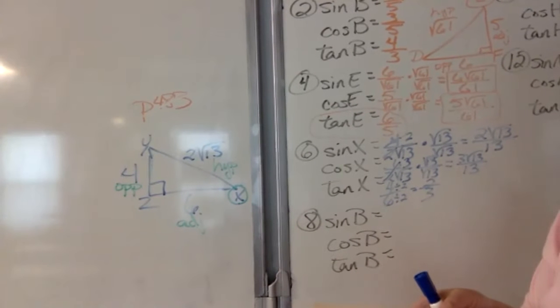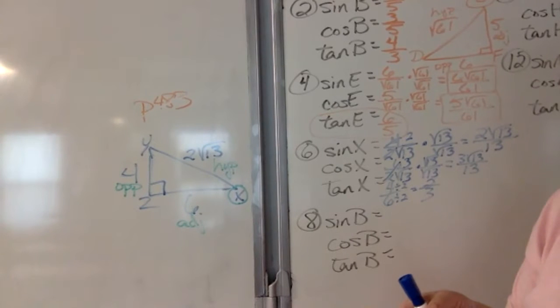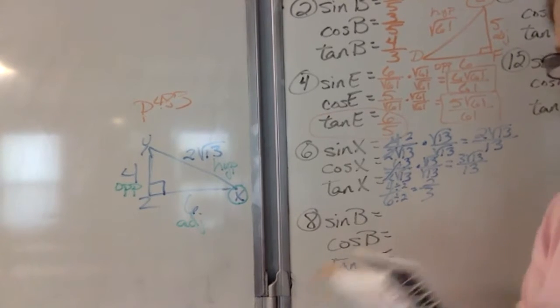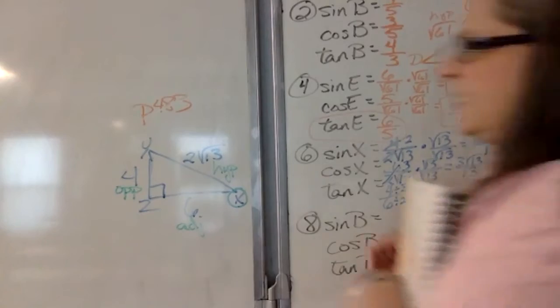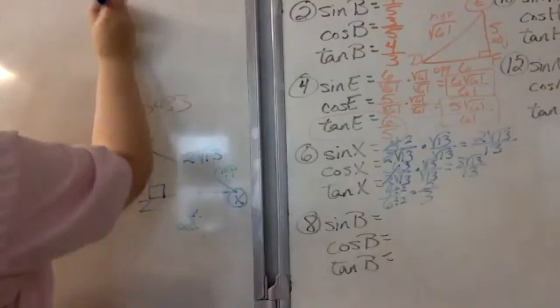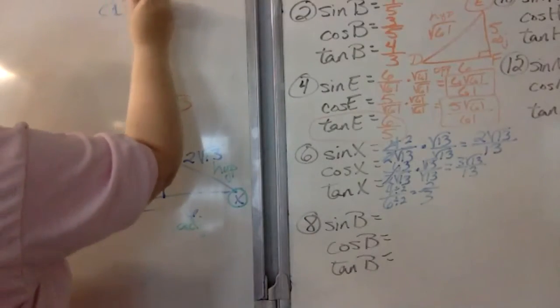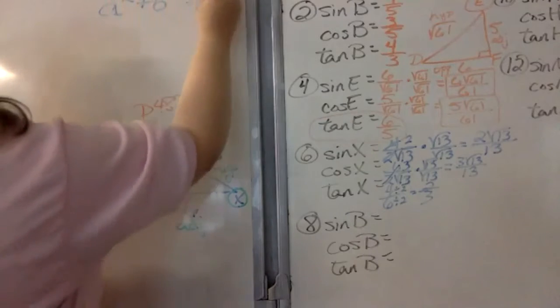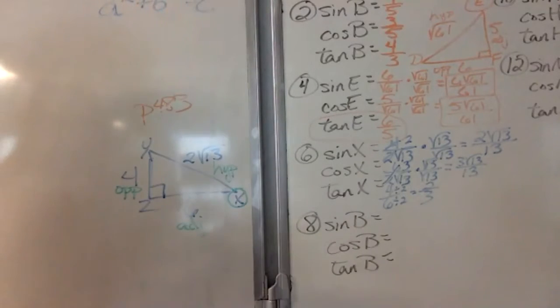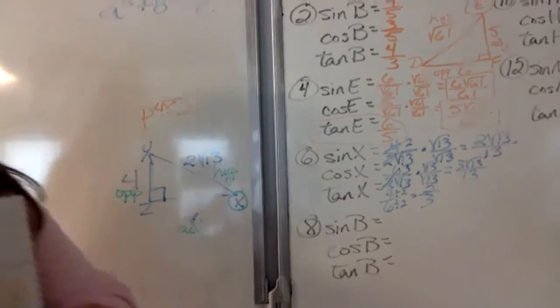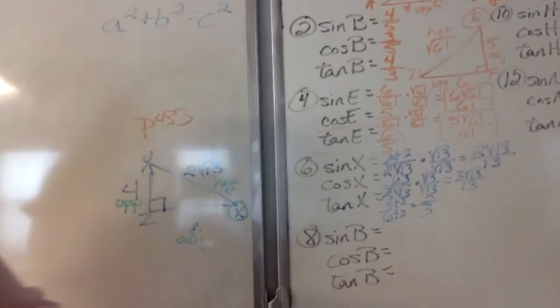How do we find the missing side in a right triangle? Pythagorean theorem. So on these, we're going to have to do our Pythagorean theorem, a squared plus b squared equals c squared, and find the missing side before we can do the ratios. Okay, so we're going to start on number 8.